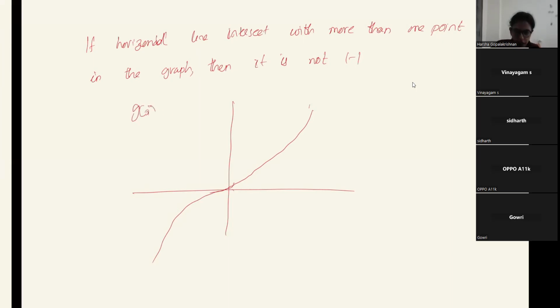So this is the graph of x cube. Okay, it's not exactly; x cube will come something like this. So is this 1-1 or not? Just using the horizontal line test, what can you say about whether it is 1-1 or not?